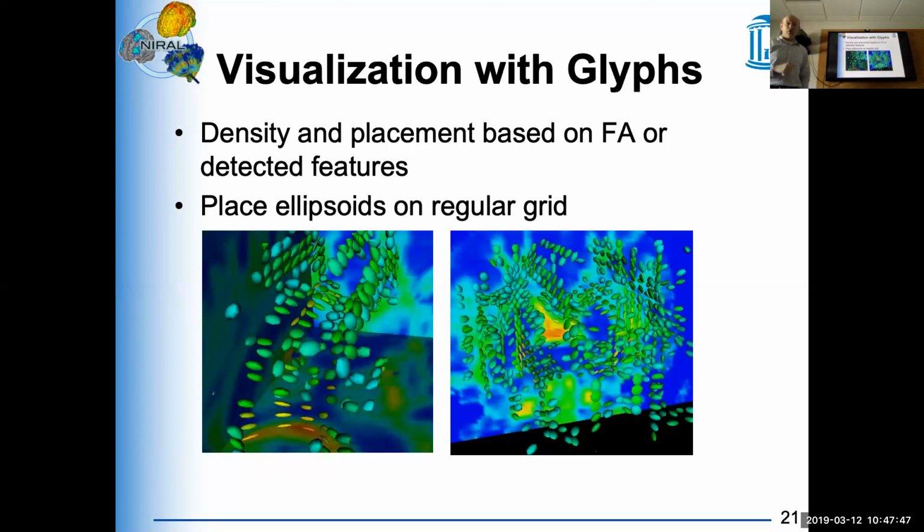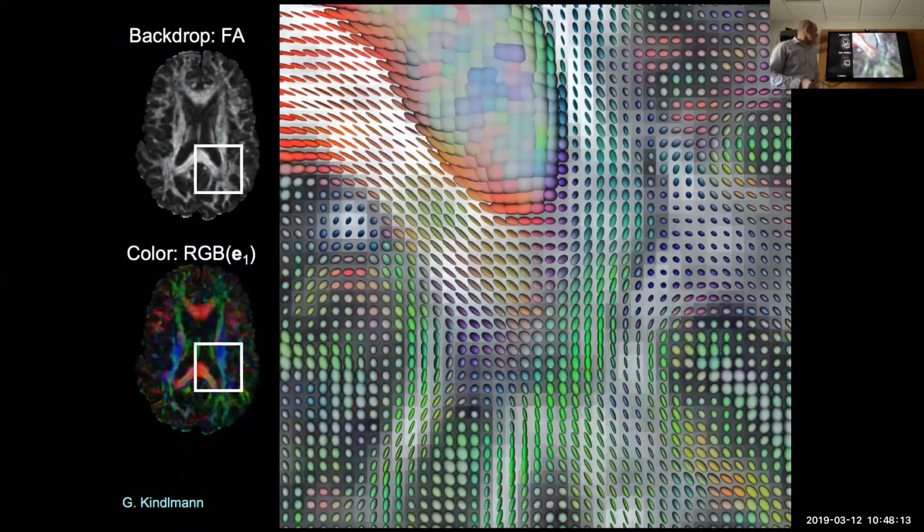Another thing that people often do is, rather than looking at the tensor, they look at just the principal orientation. So they see a line for the orientation of the main diffusion direction. And that's usually sufficient. Many of the tools that you can find for diffusion imaging can display these kinds of glyphs. Here you see the same glyphs, now shown not in 3D, but on the slice.